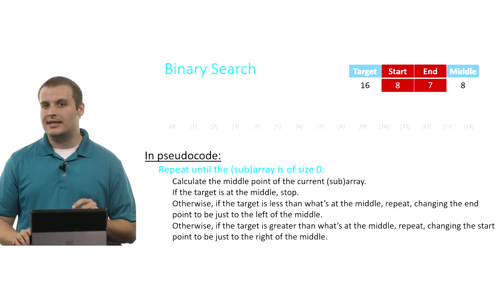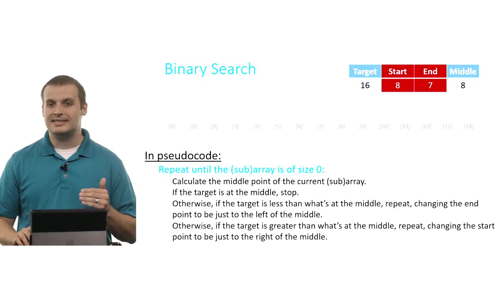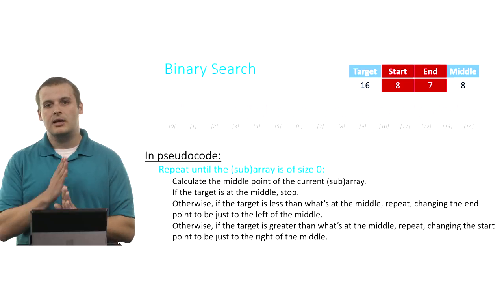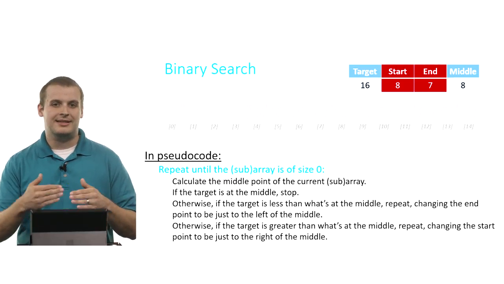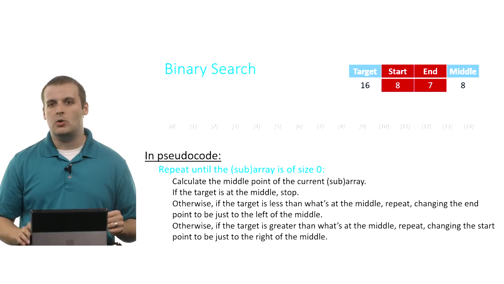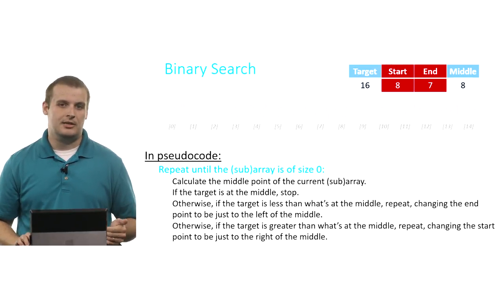Now notice that this is slightly different than the start point and end point being the same. If we had been looking for 17, it would have been in the array, and at the start point and end point of that last iteration before those points crossed, we would have found 17 there. It's only when they cross that we can guarantee that the element does not exist in the array.